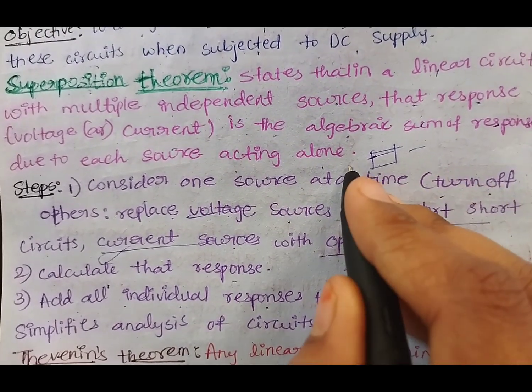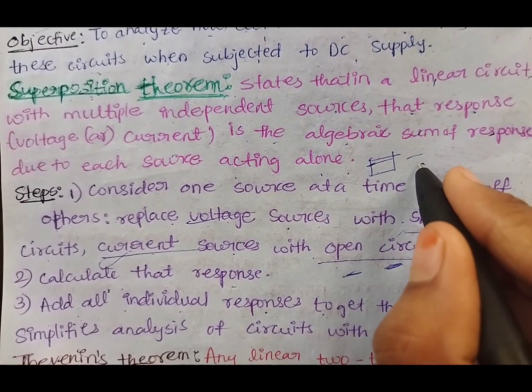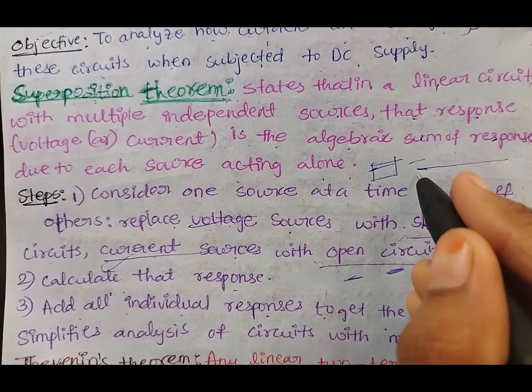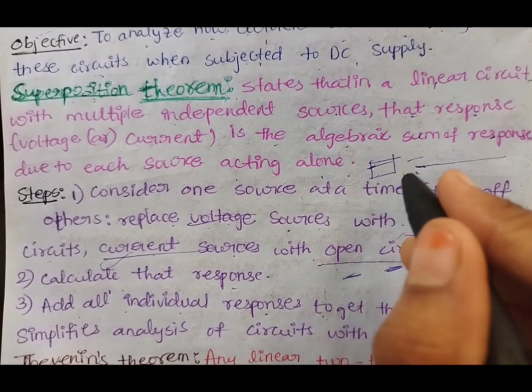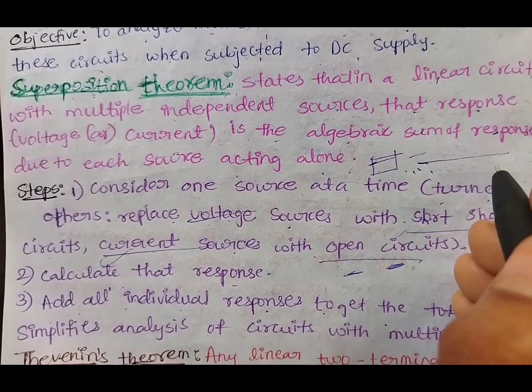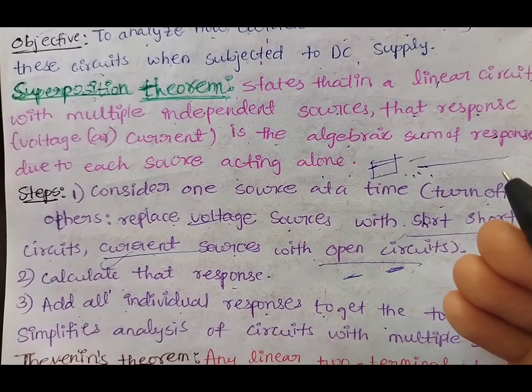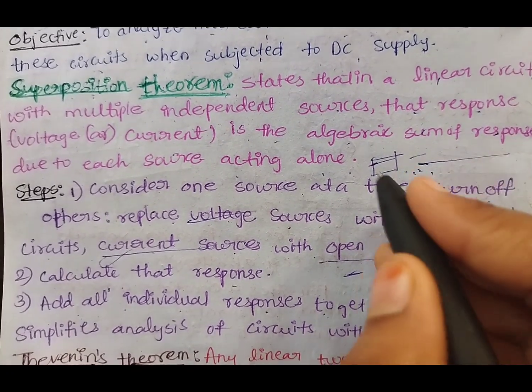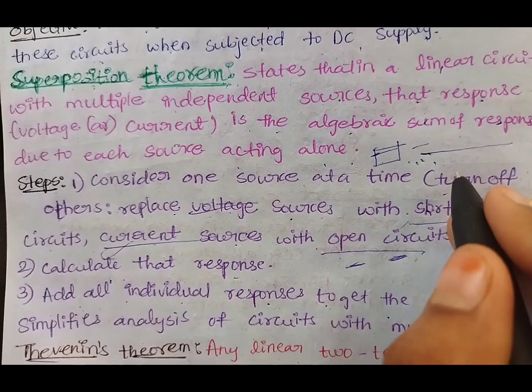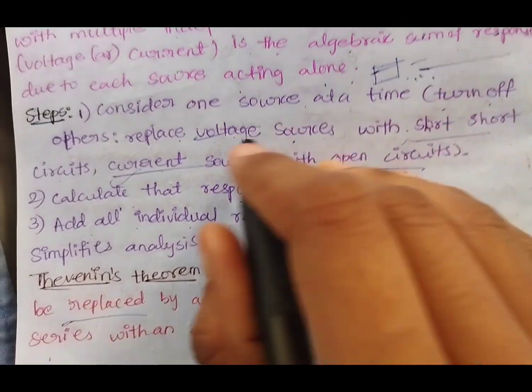The superposition theorem explains about linear circuits, straight circuits with multiple independent sources like voltages, currents, and batteries. Independent sources cannot depend on each other, and this applies to voltage and current sources. The total sum will respond for each source acting alone, individually, not depending on the others.